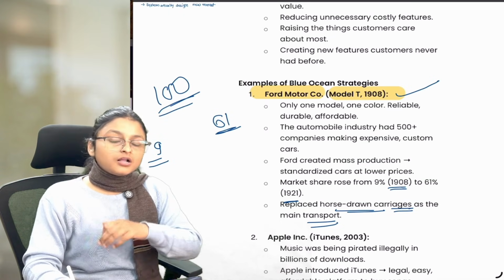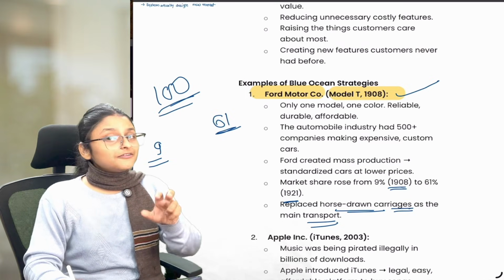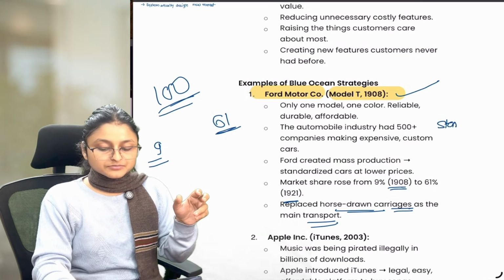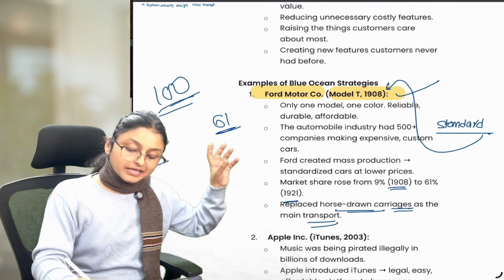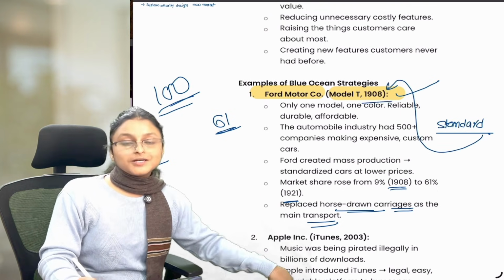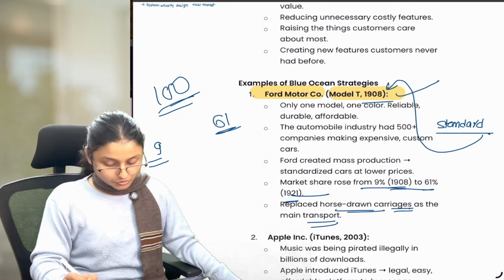Though now every company makes standard types of cars only, earlier at that time, they were the first one. They created a Blue Ocean and got huge advantage out of it.